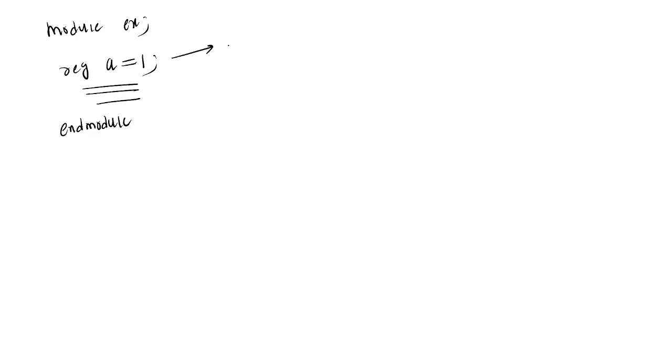So there are two types of declarations. Suppose module example, reg a. You can assign the value a equal to 1 and write some piece of code, and end module. This is one type, that means we can declare the variable and assign the value, or declare the variable, or assign the value. This is one representation.